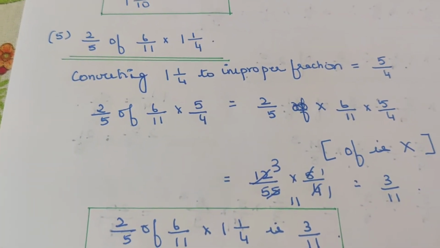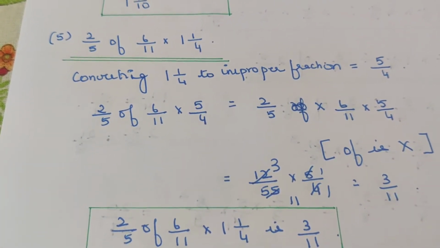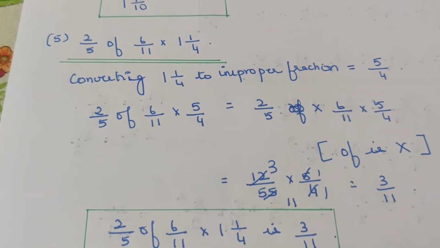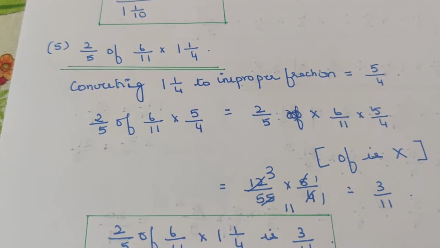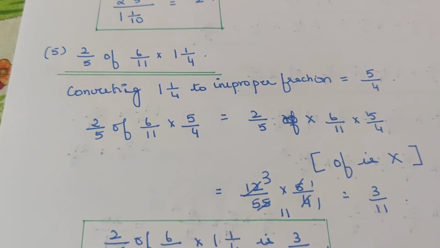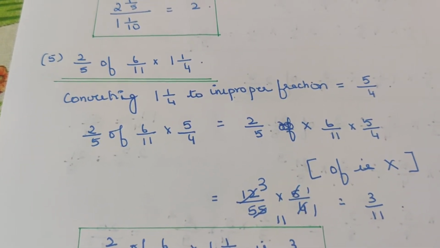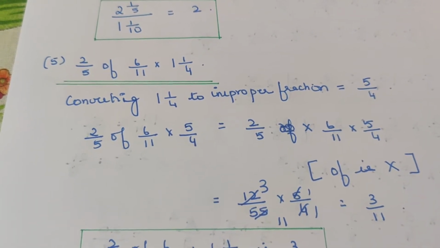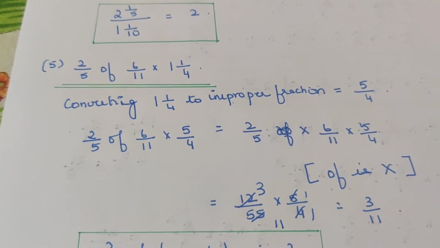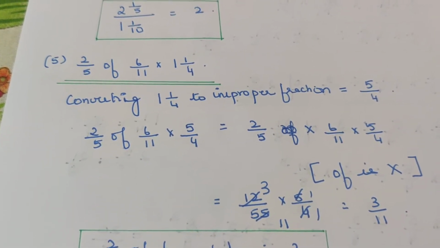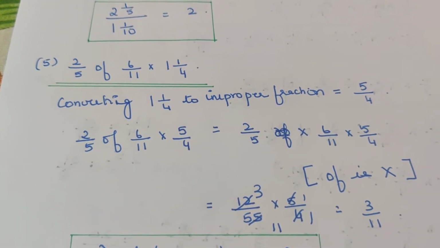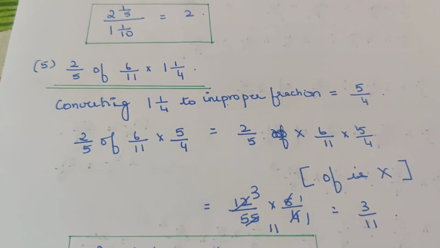2 by 5 of 6 by 11 into 1 1 by 4. People, of is nothing but multiplication. Converting 1 1 by 4 to improper fraction, you get 5 by 4. Therefore it is 2 by 5 of 6 by 11 into 5 by 4. That is equal to 2 by 5 into 6 by 11 into 5 by 4. That's what I've written in the notes as well.